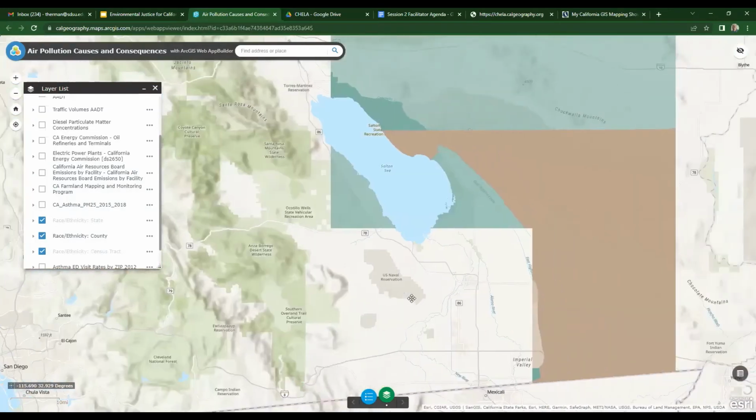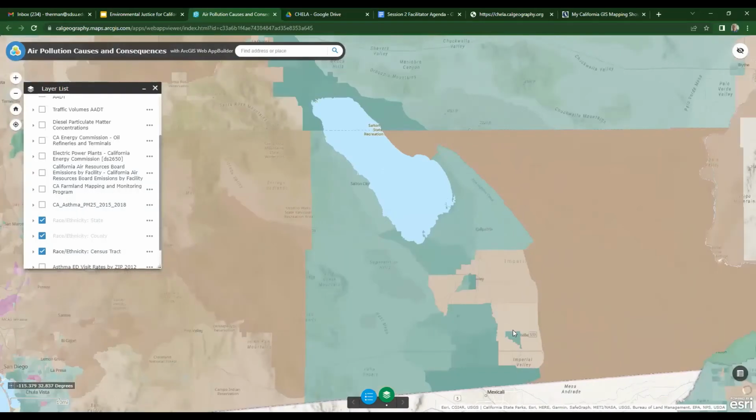But if I zoom in, I can actually get it to resolve down to the census tracts and see the variation in the population of different communities. So even though the county is predominantly Hispanic, that does not mean every community will be.